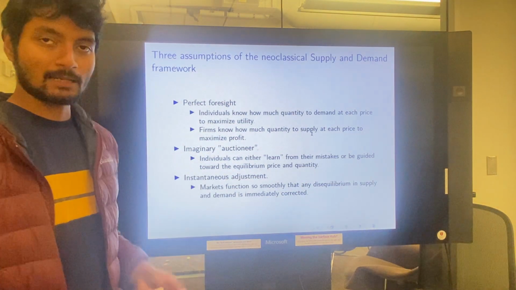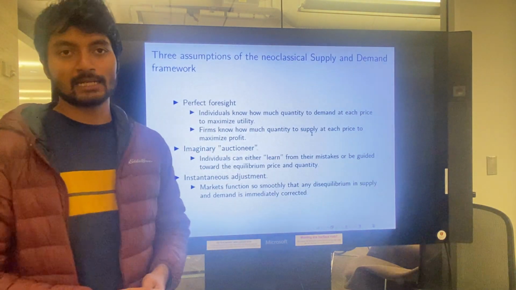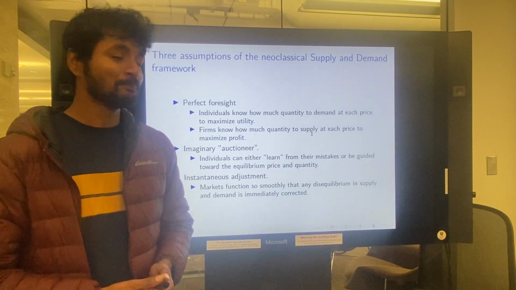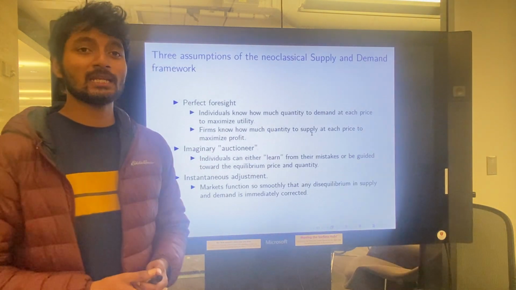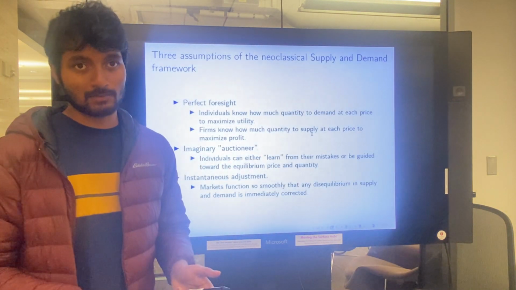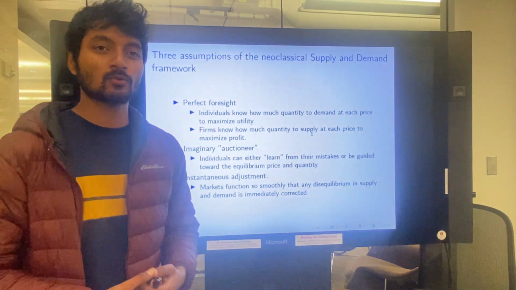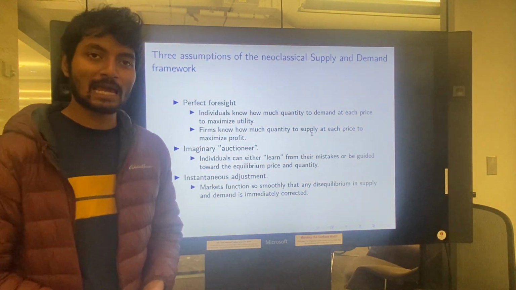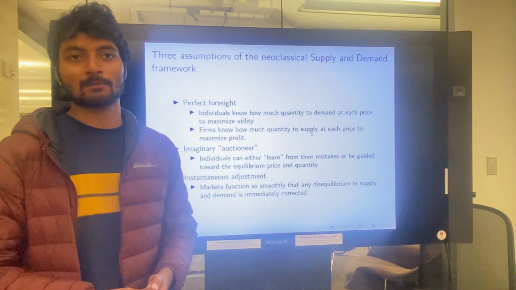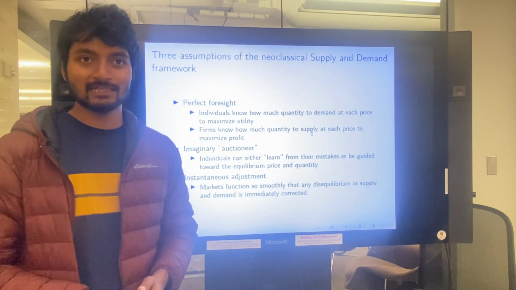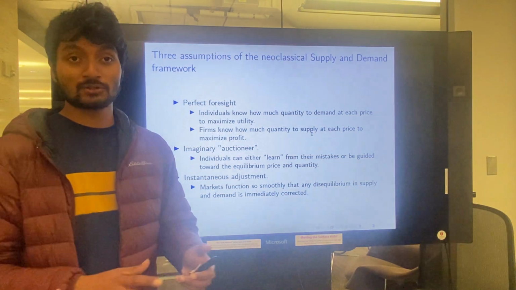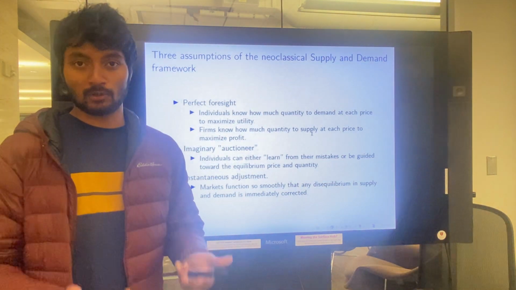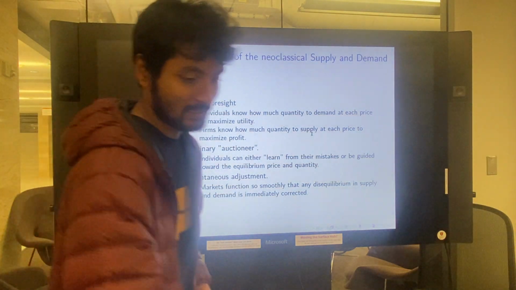The third assumption that they make is about instantaneous adjustment. We talked about this briefly, but the idea is that there will be no disequilibrium in the market, and even if there is, it's going to be very temporary. So there is no chance that you're going to have permanent supply-demand lagging, or there's no chance basically of not reaching the equilibrium quantity of supply and demand.